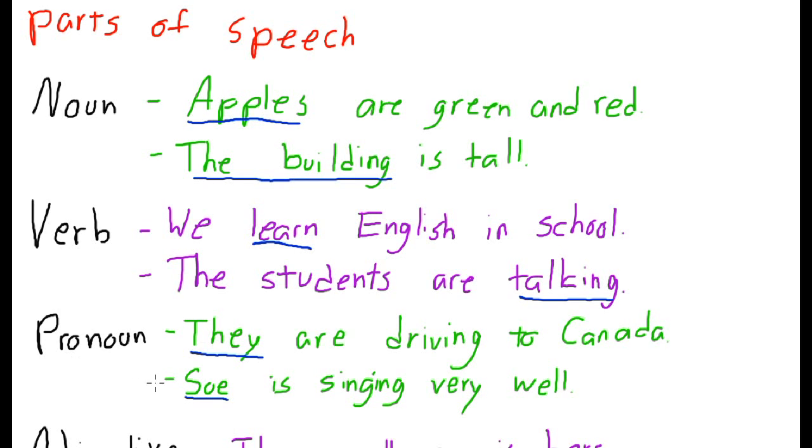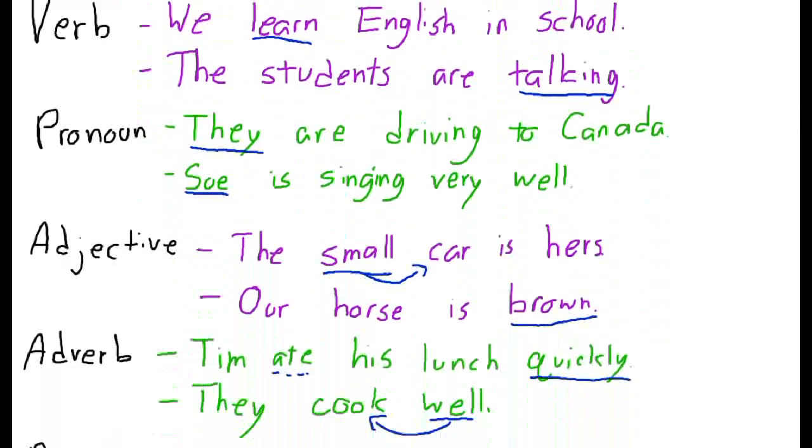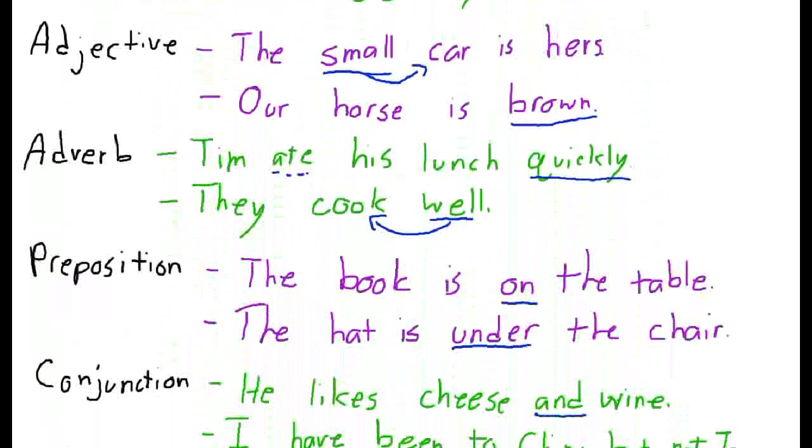You may remember pronouns. Now pronouns are like a noun, but more specific. Okay, so for example, they are driving to Canada. Sue is singing very well. Well, Sue is very specific. Right? If we go down a little more, we have these adjectives here. Remember, adjectives describe nouns. So the small car is hers. The small car. Small is describing the car.